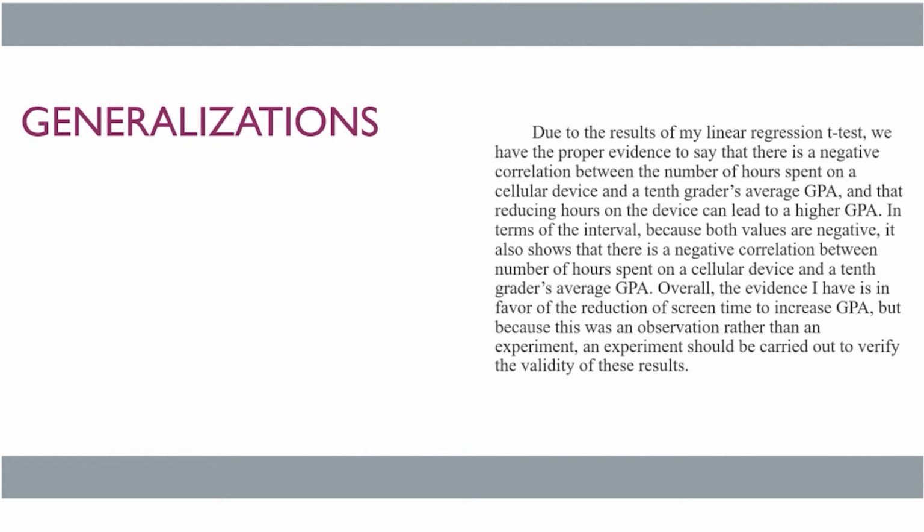Generalizations. Due to the results of my linear regression t-test, we have the proper evidence to say that there is a negative correlation between the number of hours spent on a cellular device and the 10th grader's average GPA, and that reducing hours on the device can lead to a higher GPA. In terms of the interval, because both values are negative, it also shows that there is a negative correlation between the number of hours spent on a cellular device and a 10th grader's average GPA.